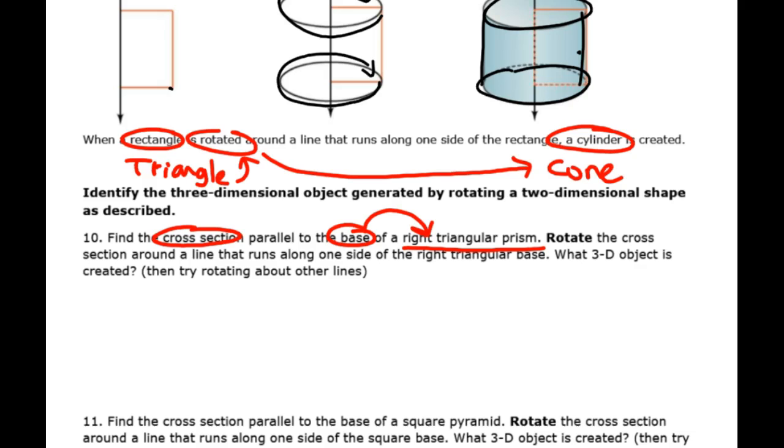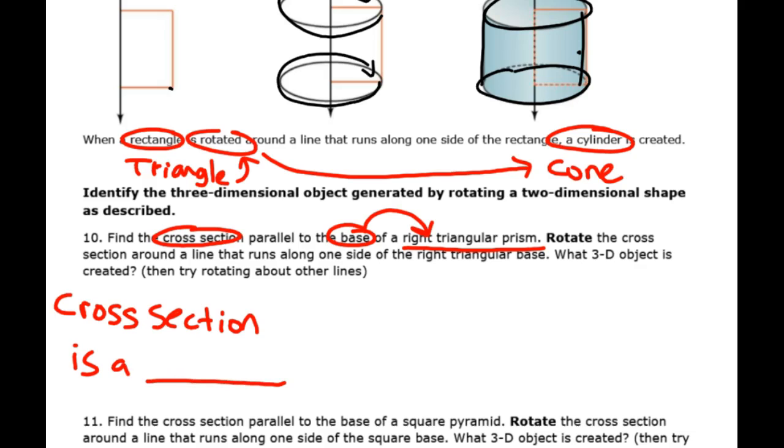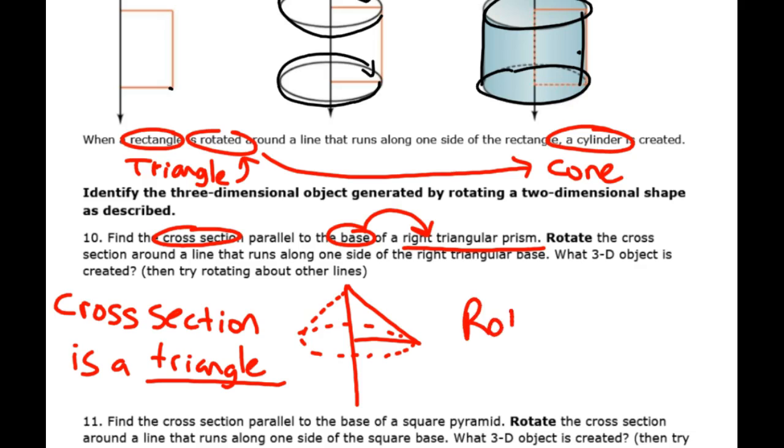So here we go. We need to write down the answer to the first question. What's the cross section? A triangle. So cross section is a triangle. Cool? So remind me, if I take that triangle, put it on an axis, and I start rotating it, what does that make? A cone. Okay? So the rotation makes a cone.